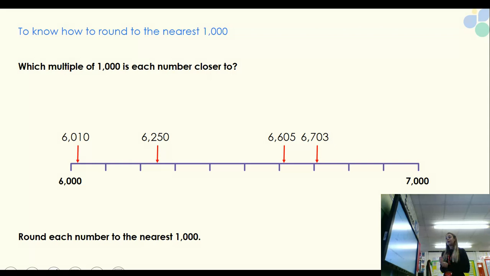When we are rounding to the nearest 1,000, we look in our hundreds column. So if you take a look at this first number, 6,010, we can clearly see on this number line it is closer to 6,000. So that number, we would round it down to 6,000, wouldn't we? 6,250. We can see that it's closer to 6,000 than 7,000, can't we? However, let's go through our rules. So we'd look to our hundreds column, there's a 2 there. We all know that we round 2 down, don't we?